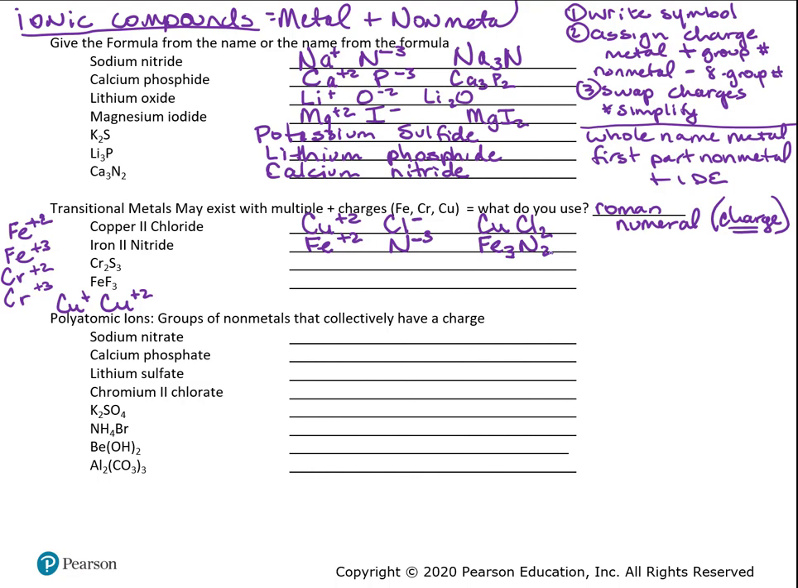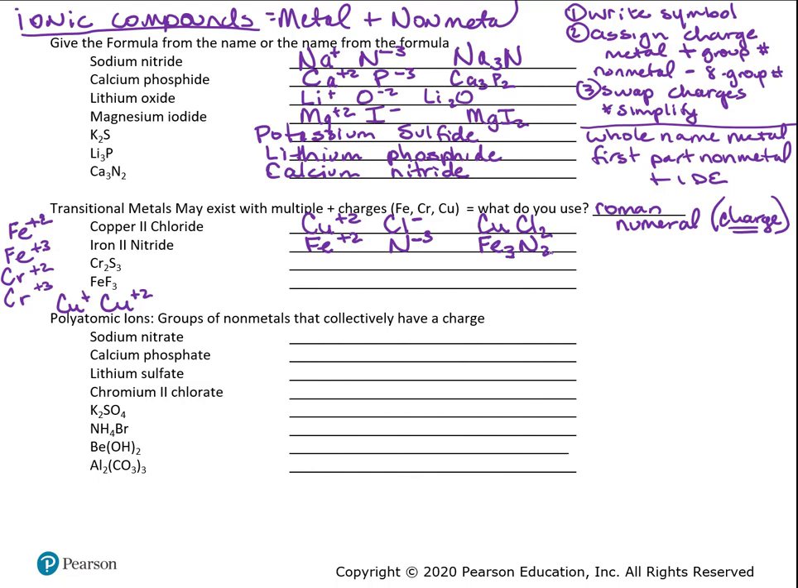Just do these steps each time versus jumping ahead and going, oh, I just know it's this one. Just check yourself, okay? Make sure that you write the symbol, assign the charge, swap them, and then simplify if you can. So remember, if I had a +2 and a -2, when I did the swap, I could simplify that so it would just be a 1-to-1 ratio.